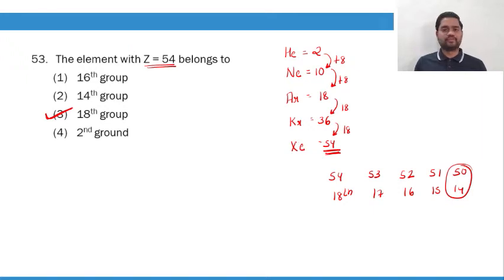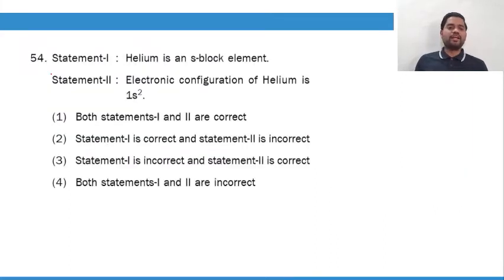54. Clear? Sure. So question number 53, answer will be option number 3. 54. Helium is an S block element. This is a wrong statement. It is a P block element. Electronic configuration of helium is 1s2. That is right. So statement 1 is incorrect and statement 2 is right, and hence the option will be what? 54, option number 3.